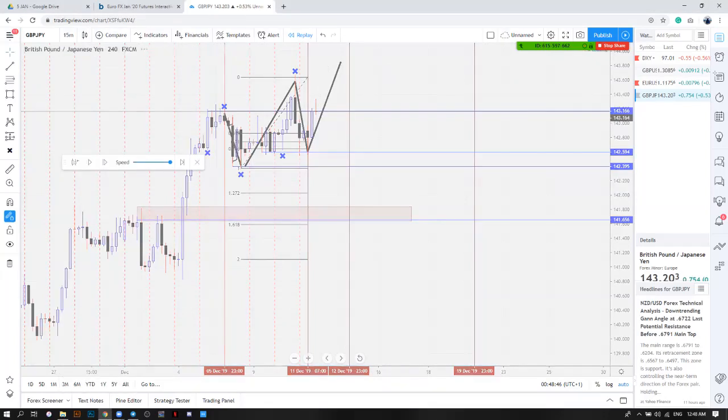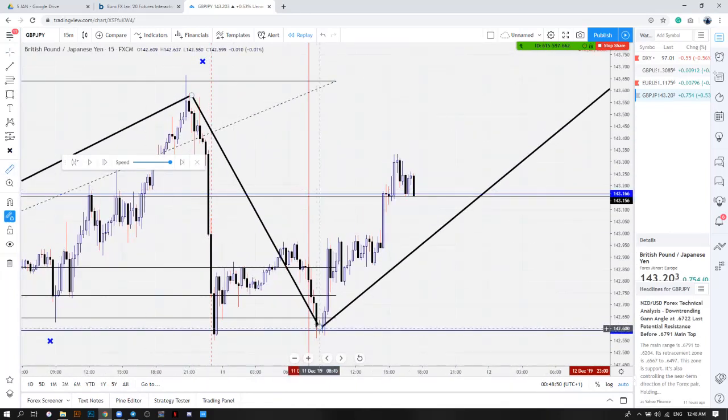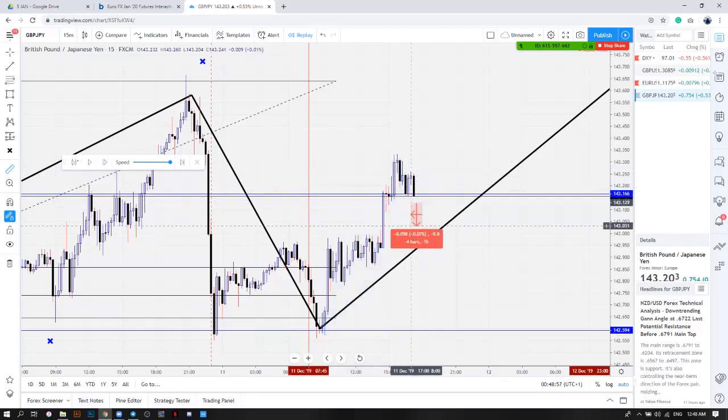All right, so for those of you who said, okay, the market still dropped, guess what? You missed a 71 pip move. You missed all that.